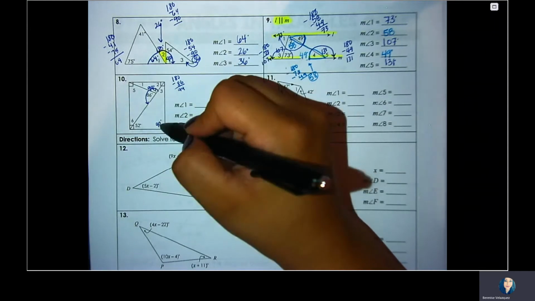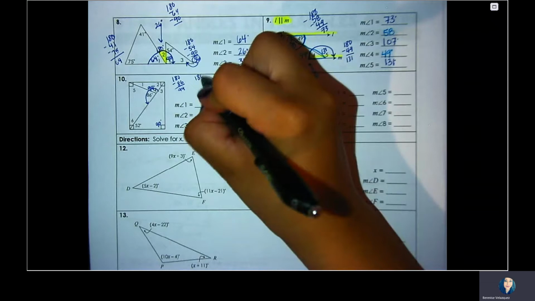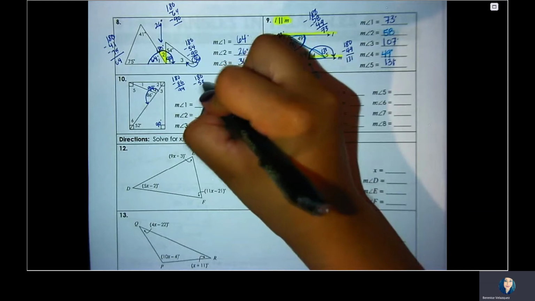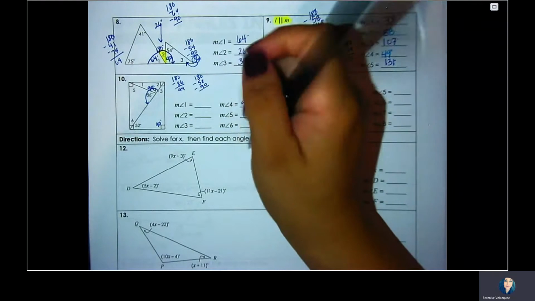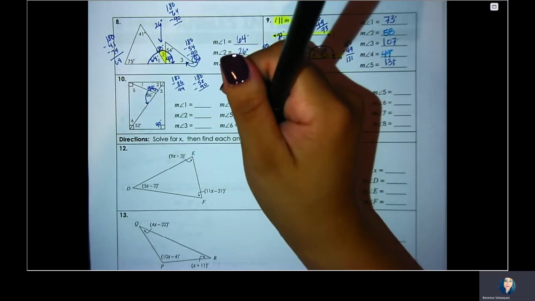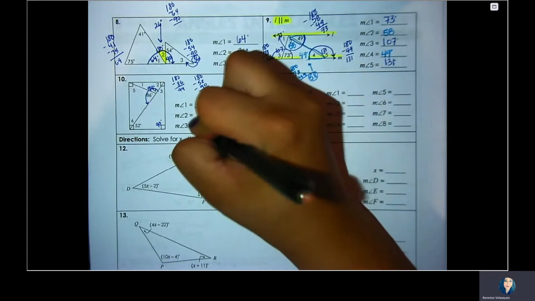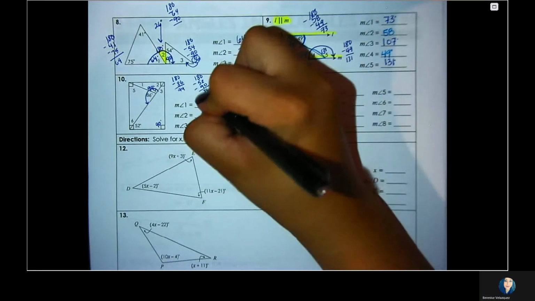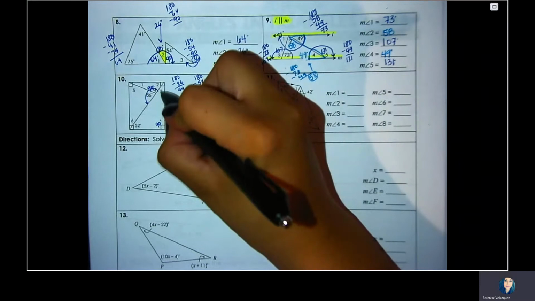Well, if this is 52 and this is 90, to get angle 3, you're going to do 180 minus 52 minus 90. Okay, when you subtract 180 minus 52 minus 90, that gives you angle 3, and angle 3 is 38 degrees. Okay, I'm going to go ahead and put that here.